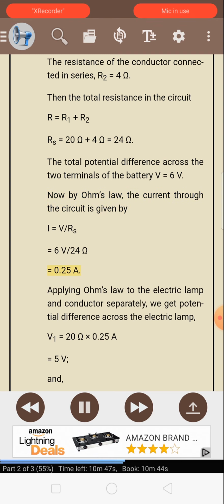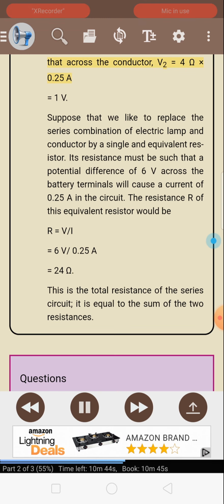equals 0.25 A. Applying Ohm's law to the electric lamp and conductor separately, we get the potential difference across the electric lamp, V1 equals 20 ohms times 0.25 A equals 5 volts, and that across the conductor, V2 equals 4 ohms times 0.25 A equals 1 V.